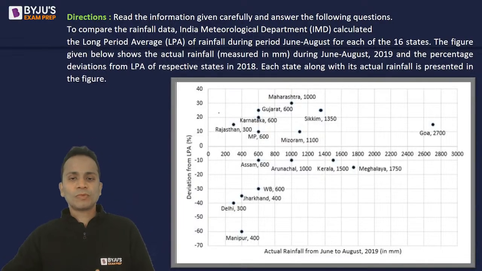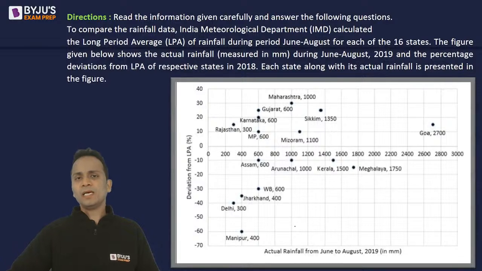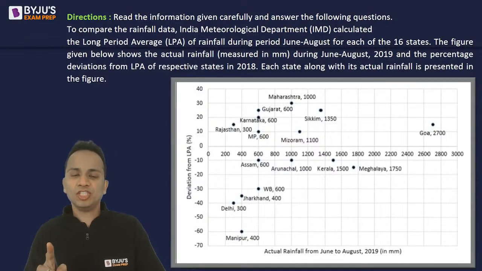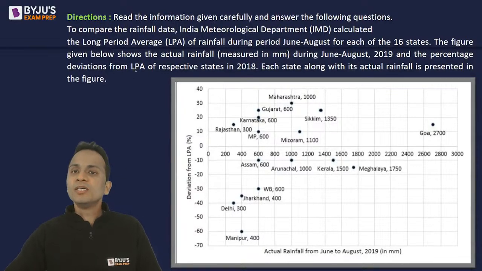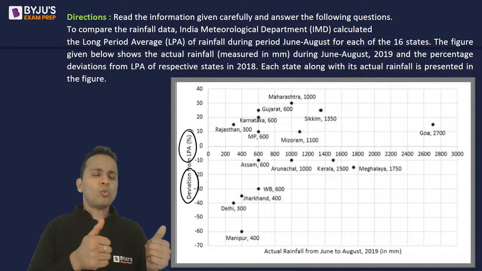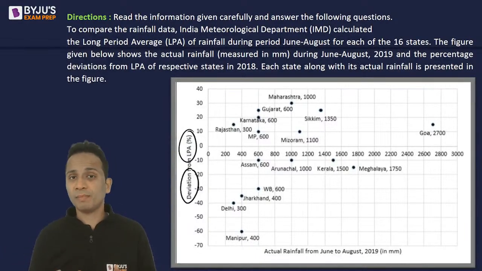Okay, now let's continue discussing this. So actual rainfall is mentioned like I have seen here. Now the second thing that is given is long period average, LPA. So this graph shows the deviation from LPA for the year 2019. Now what is LPA, long period average? Nothing is defined about that.